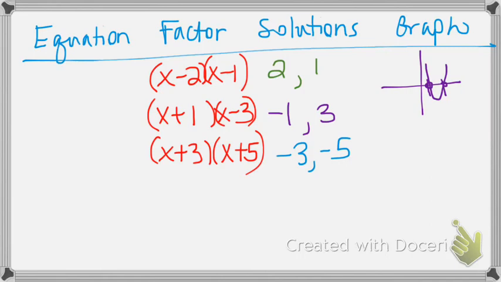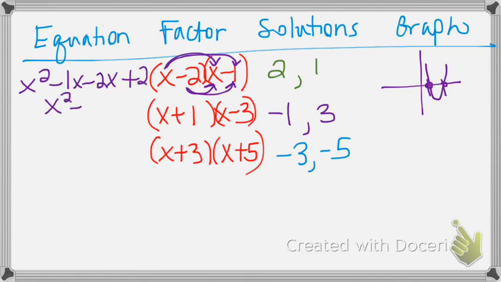So if I have the graph, I have the solutions, I have the factors, how do I go back inwards and get the equation? You multiply. Think about the arrows. X times x. X times -1. -2 times x. -2 times -1. -1x, -2x, positive 2, which is x squared minus 3x plus 2.